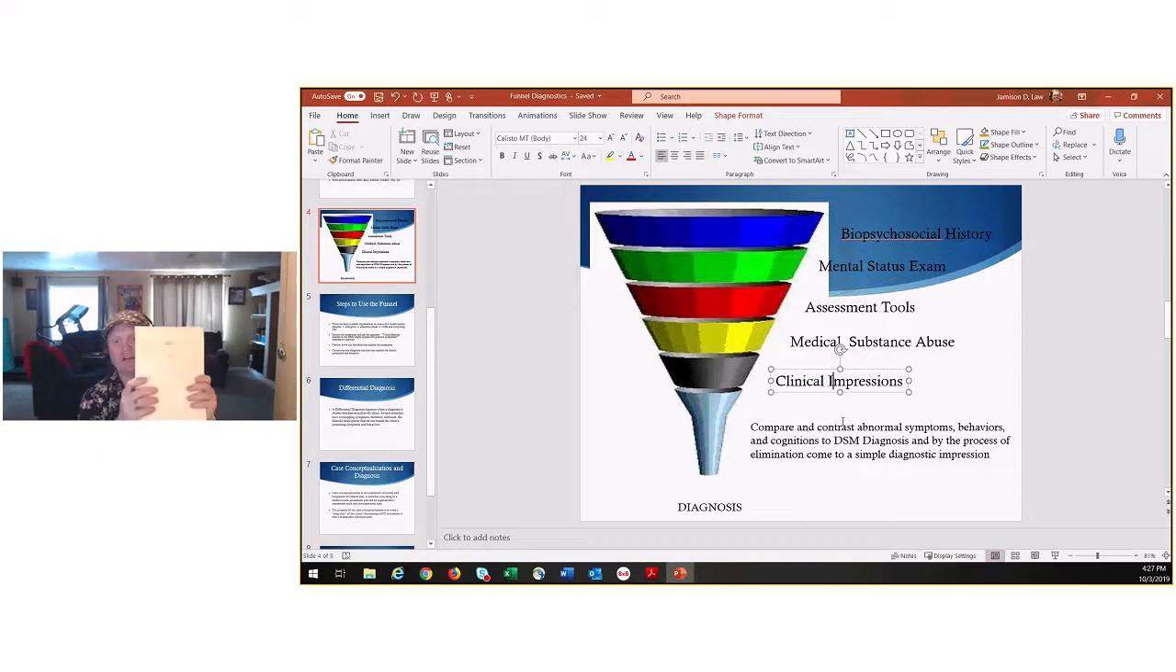By the process of elimination, I've gotten rid of major depression. I know for sure I'm comfortable with PTSD, but I still have generalized anxiety disorder. At that point, you go to the anxiety disorder chapter. Go through the same process.